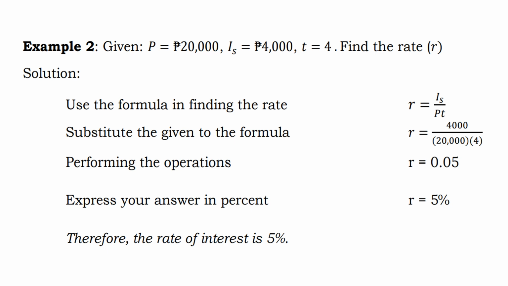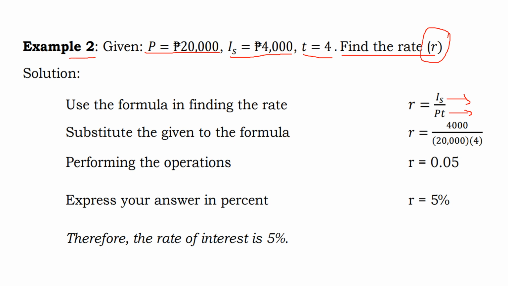So for example number 2, there's a given principal which is 20,000, your simple interest is 4,000 pesos, and your time is equal to 4 years. So find the rate of interest which is your R. In finding the rate of interest, we simply again use your IS is equal to PRT. We just simply look for the value of R by dividing your simple interest by the product of your principal and your time.